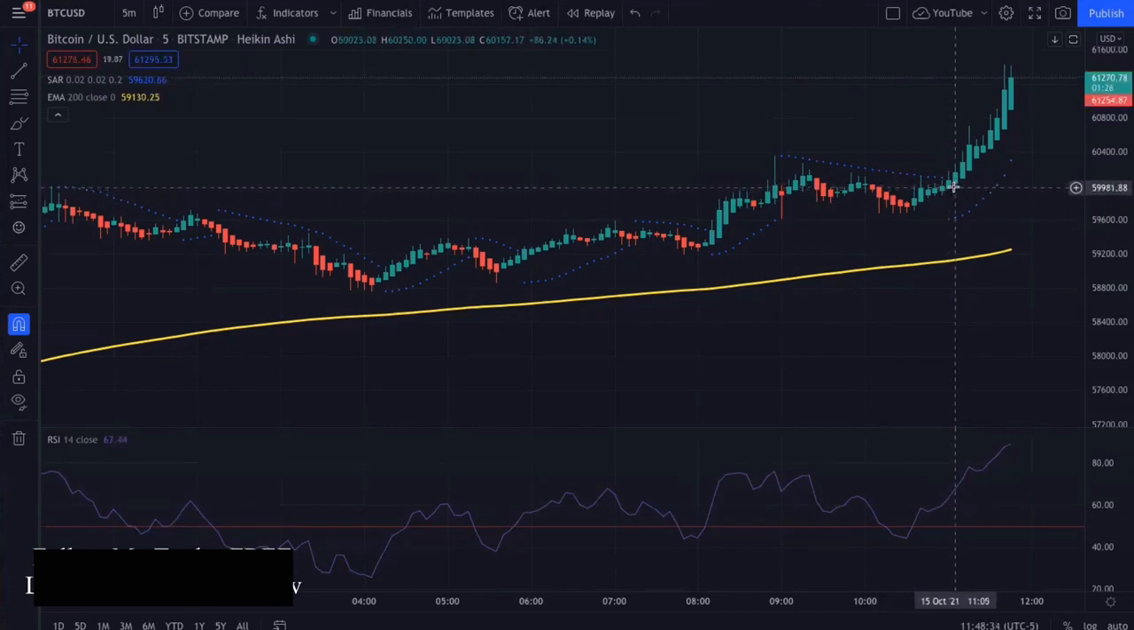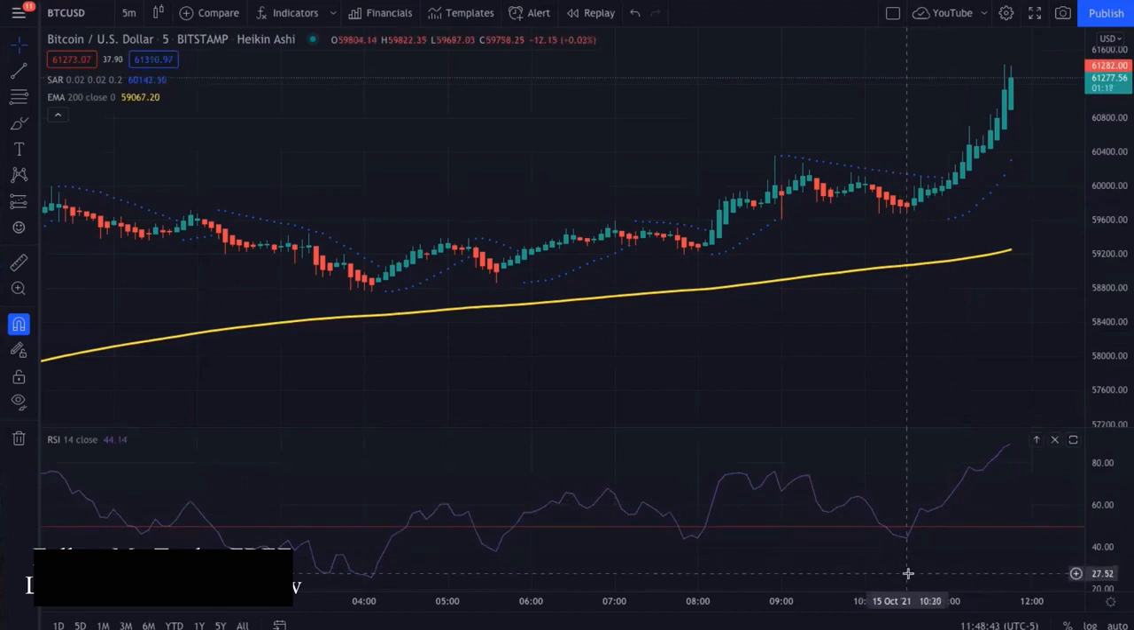All right. And then the RSI, when you're buying, needs to be above the 50 level. And if you're selling, it needs to be below the 50 level on the RSI. So you see that the momentum is going forward.